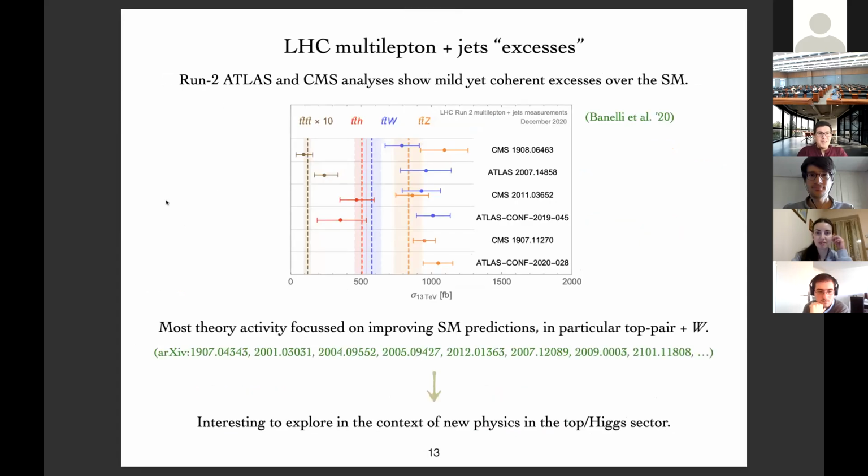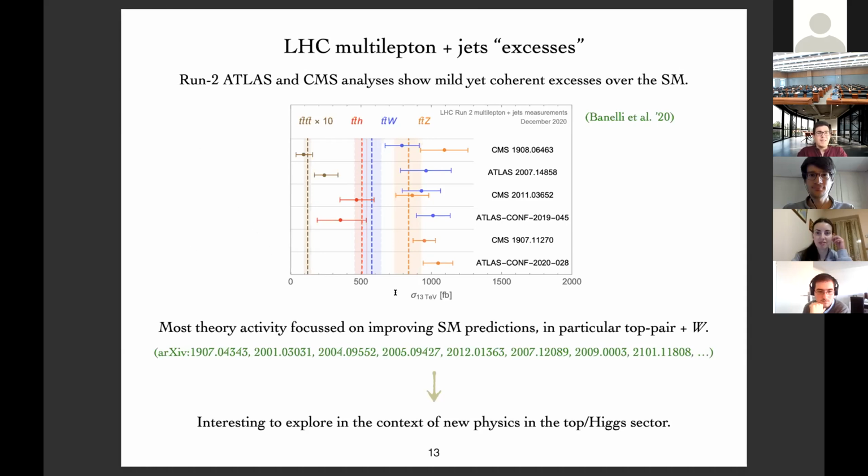So before presenting our work on four tops at future colliders, let me note that already now the experimental situation is, in my opinion, very interesting. This is because Run 2 LHC data shows a pattern of mild but coherent excesses in final states with multi-leptons plus jets. So here I show you our summary, which includes analyses from both ATLAS and CMS of four-top production, as well as top pair production in association with a Higgs, a W or a Z.